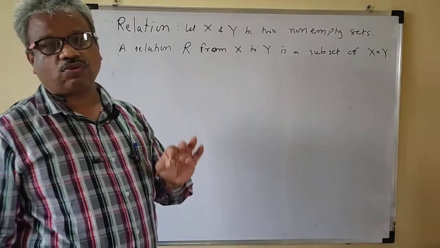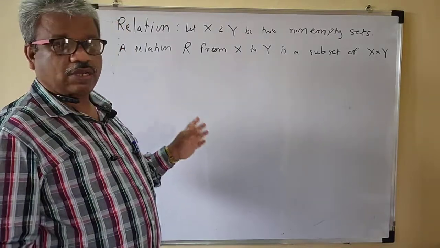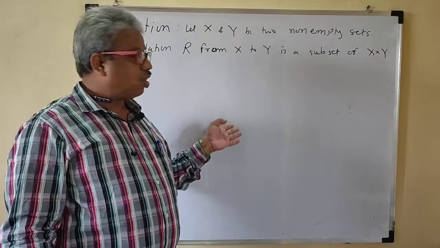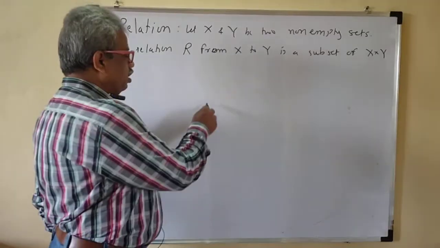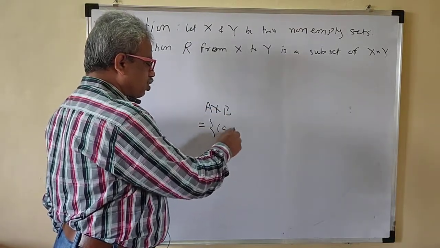We have also seen how to find the cross product of two sets. That is what cross product of sets means. We have to take all the ordered pairs, so order is important there. The first element should be from the first set. This is what A cross B, the set of all ordered pairs (a, b).